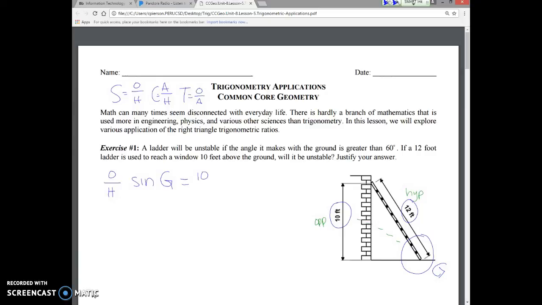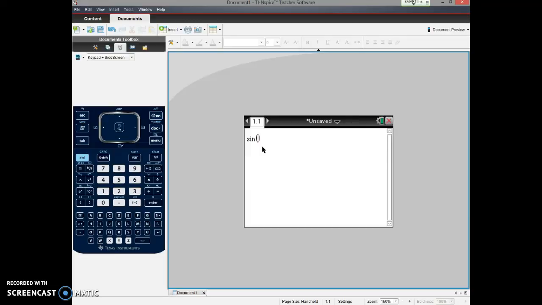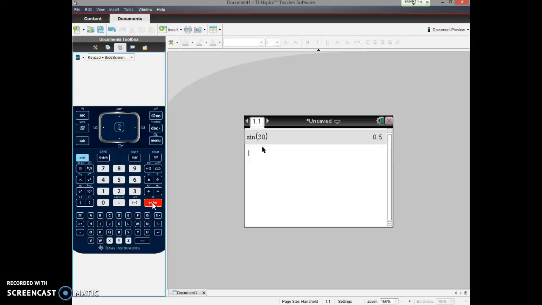But we do know that the comparison of the opposite to hypotenuse is 10 over 12. Please remember that when we have a variable next to the word, it means that in our calculator we use the inverse function and we use a fraction or the division symbol. Please make sure your calculator is in the correct mode by pressing the sine of 30 and making sure that it's 0.5.